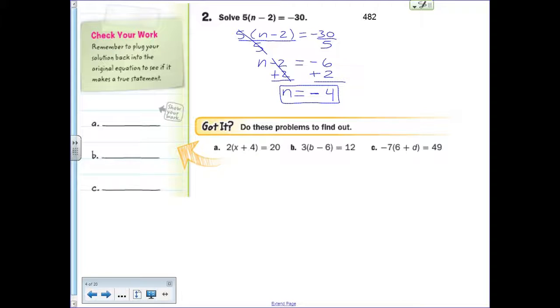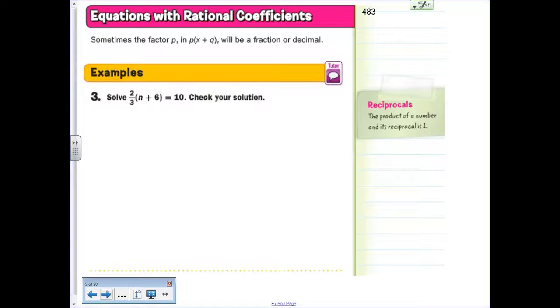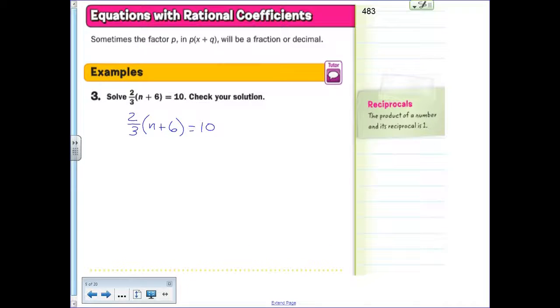But let's take a look at what these problems look like if you have rational numbers like fractions and decimals. It says sometimes the factor p in p times x plus q will be a fraction or decimal. Solve 2/3 times n plus 6 equals 10, where n plus 6 is in the parentheses. Well, like before, we could use the distributive property.